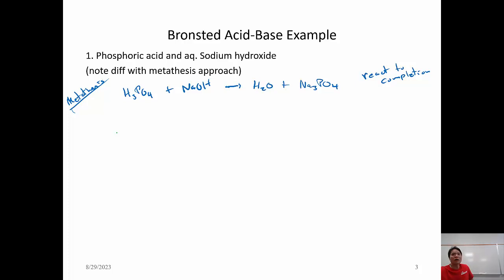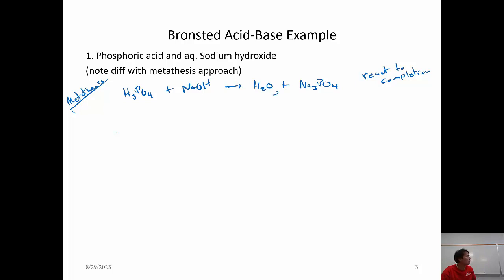Phosphoric acid we call a triprotic acid, and in reality the protons break off one at a time, but when we do metathesis we'll just go to completion. Otherwise, if we do these partial reactions, it becomes a headache. We're going to do partial reactions in Bronsted because we do Bronsted one step at a time. Okay, so for this metathesis, we're going to do it all together like this.